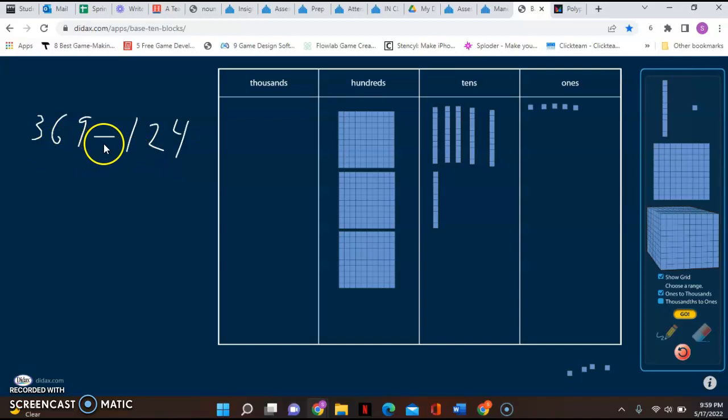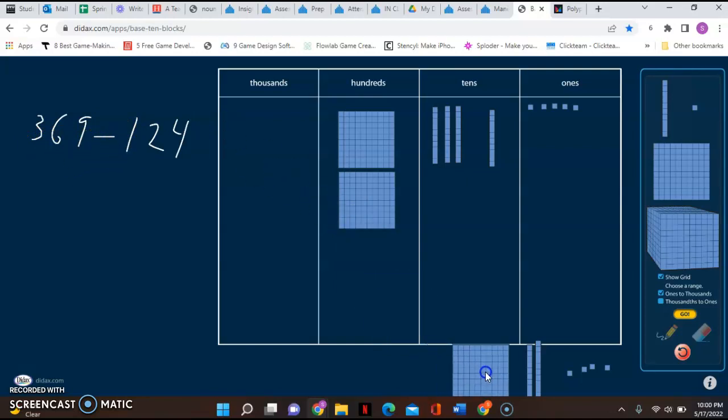Then we have 6 minus 2. And since we don't have to carry any values, or in other words, 60 minus 20, we would remove 2 ten values. There we go. And finally, we have 3 minus 1, or 300 minus 100.